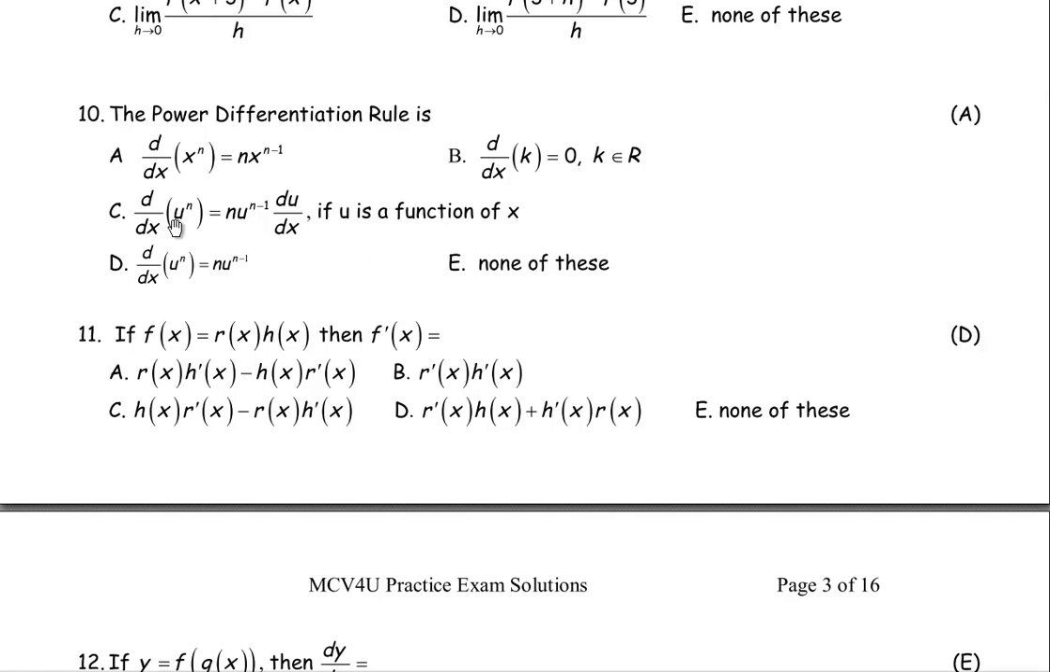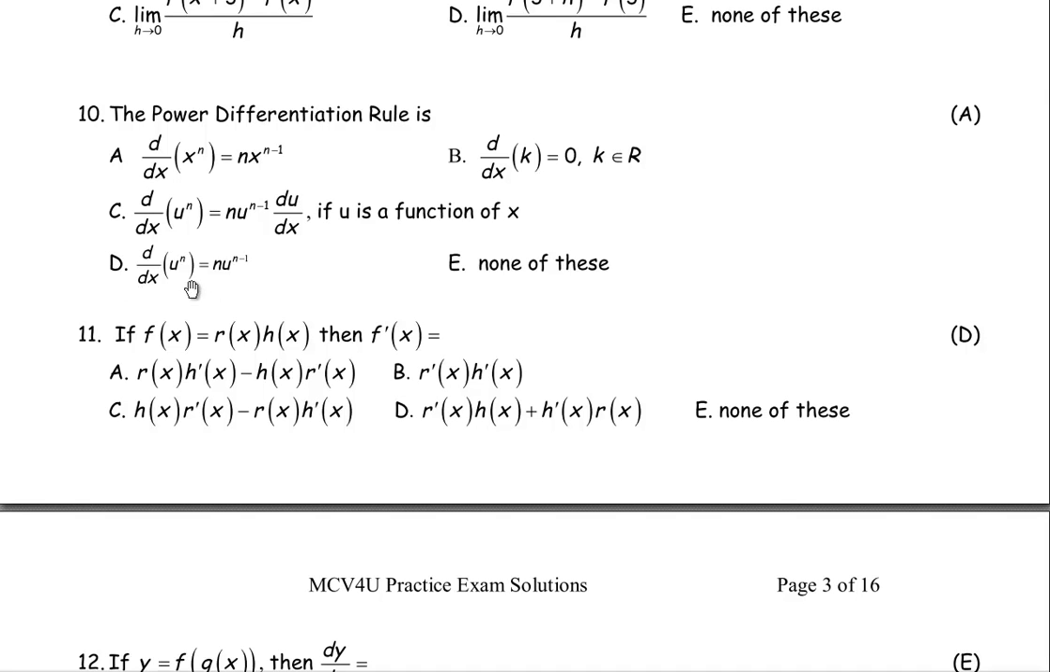In C here, the derivative with respect to x of u to the n equals n u to the n minus 1, and then times du dx. Du dx is actually the derivative of the inside function. This is actually the chain rule, not the power differentiation rule.